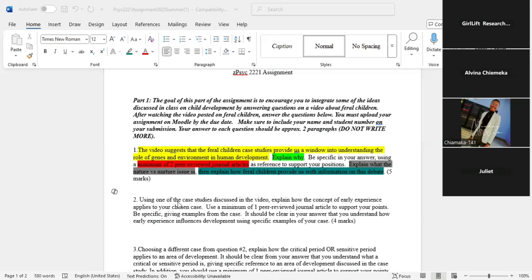Using one of the case studies discussed in the video, explain how the concept of early experience applies to your chosen case.